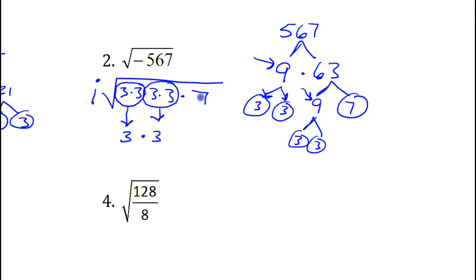The 7 is a single, so that's just going to be stuck underneath the radical. So that's why in the final answer, 3 times 3 is 9. So I'm going to have 9, and I will have radical 7. And then I'll just go ahead and bring in the i. So the final answer here is going to be 9i radical 7.